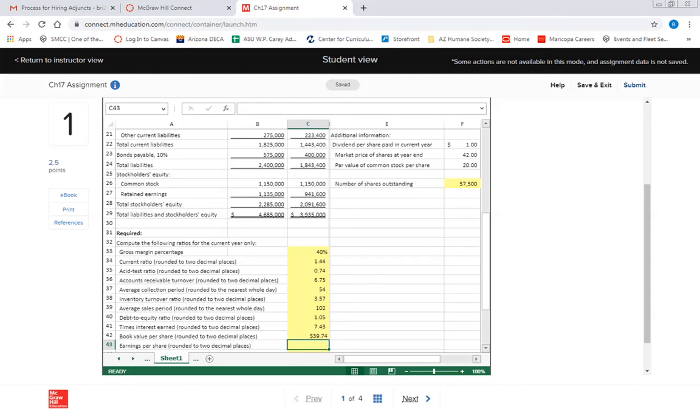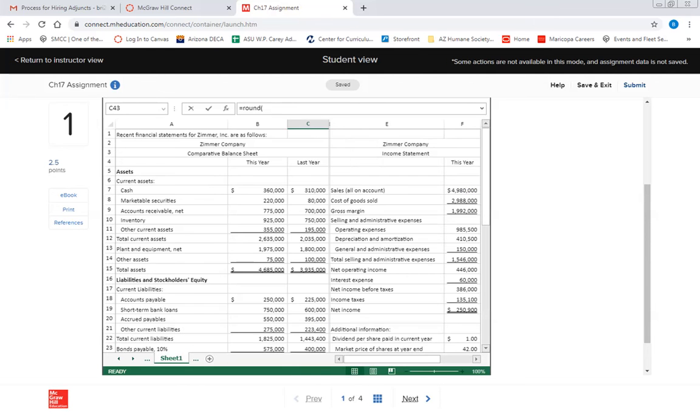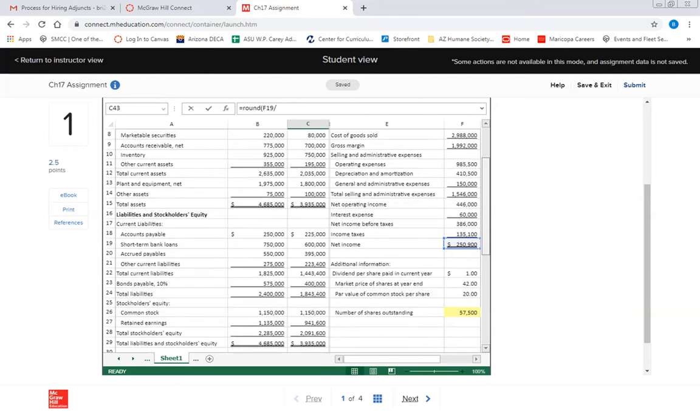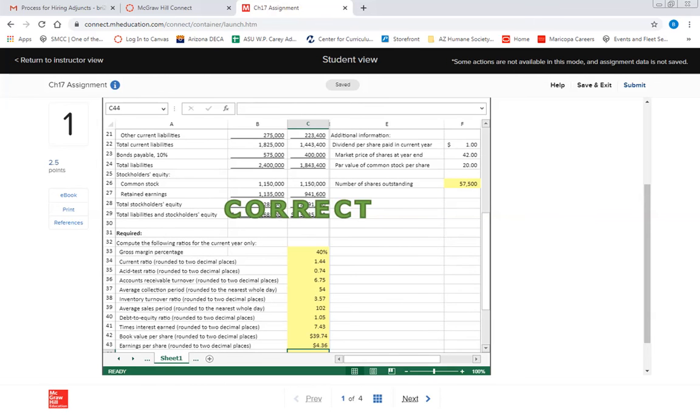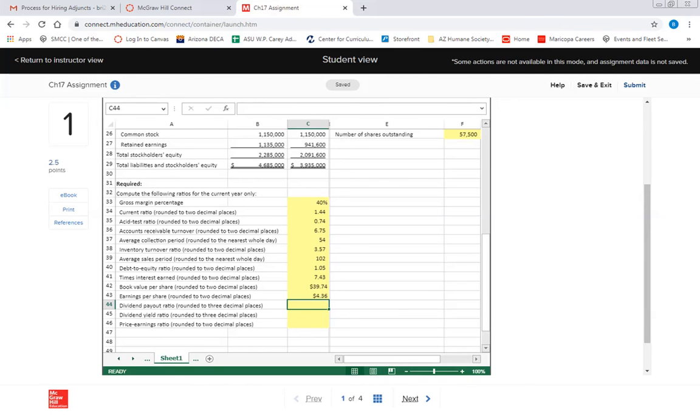Earnings per share. This one is net income divided by total shares outstanding. So now we go get net income. Round that one, divided by the number of shares outstanding, 2 decimal places. Okay, this one we're rounding to 3 decimal places for some reason.